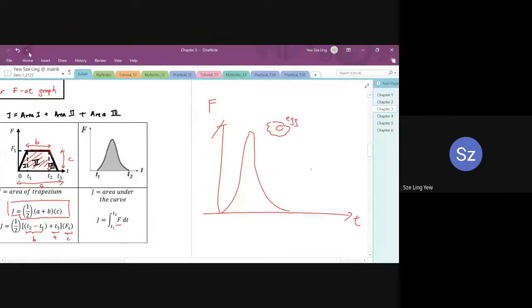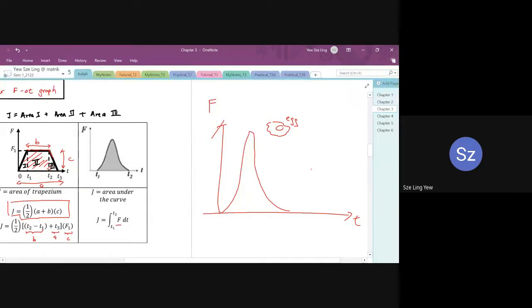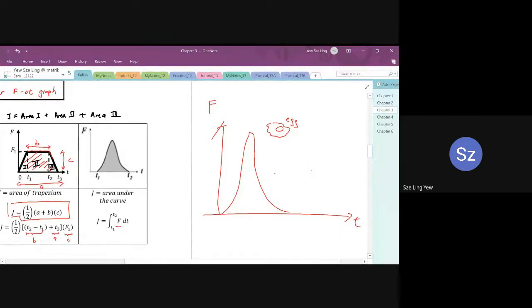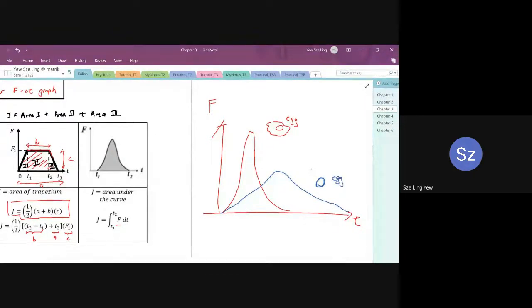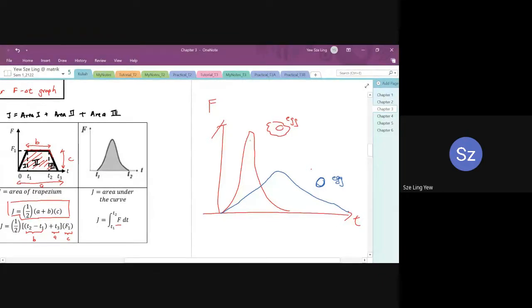Now, if you drop an egg with a smaller force over a long period of time, what is going to happen? This egg won't break. You're still going to get an egg. So even though both of them have the same impulse, if you have a large force over a short time, then the egg will break. But if you have a small force over a large time, then it won't break.